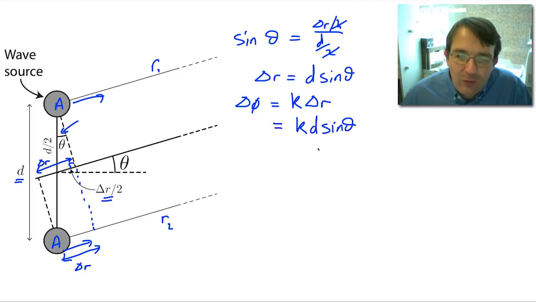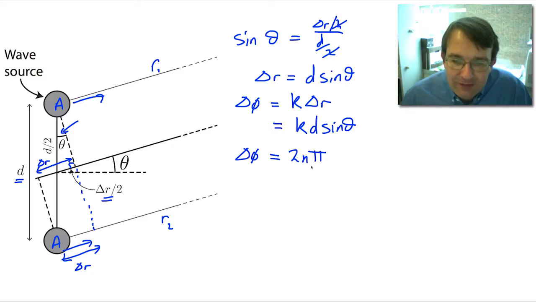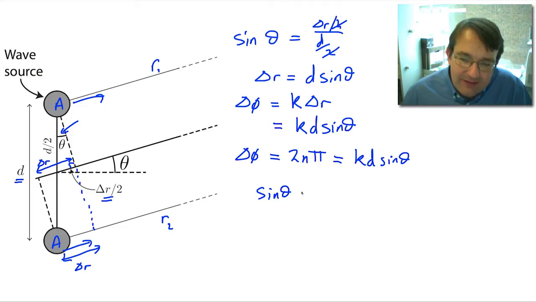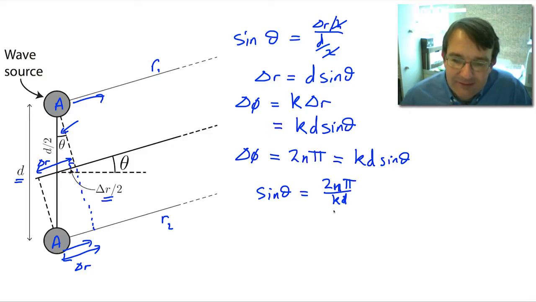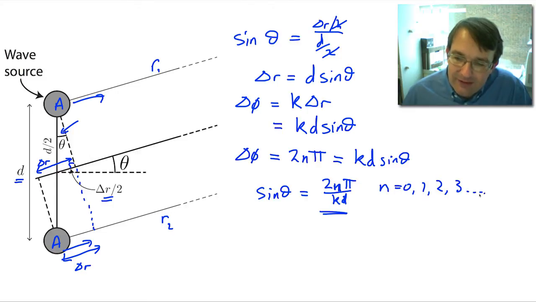So what I want now is to calculate where I'm going to have maximum constructive interference, and that is when my phase difference is equal to 2 times n times pi. So in other words, I could have a phase difference of 0, 2 pi, 4 pi, 6 pi, any even multiple of pi. So that must be equal to kd sine theta, and that means I'm going to have this maximum when sine theta is equal to 2n pi over k times d. So I'm going to have multiple angles where this is satisfied, because n equals 0, 1, 2, 3, and so on.